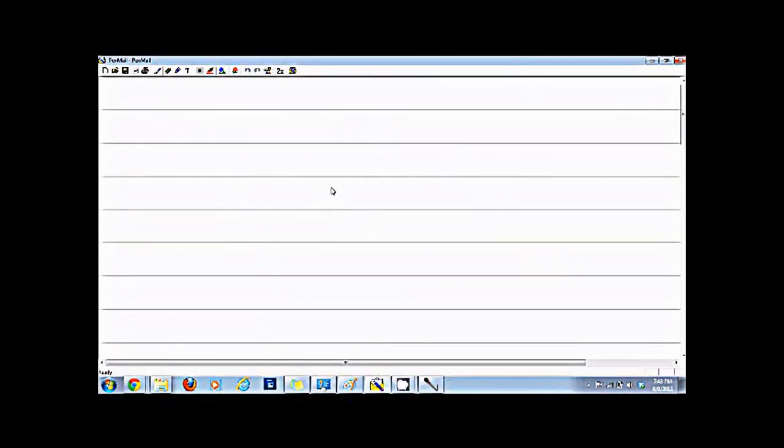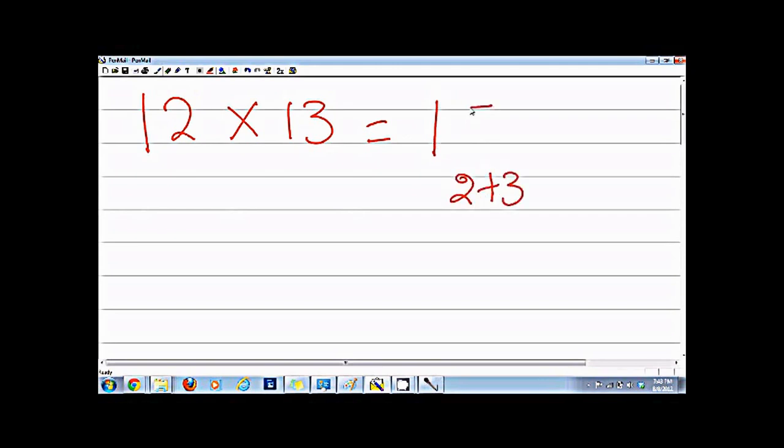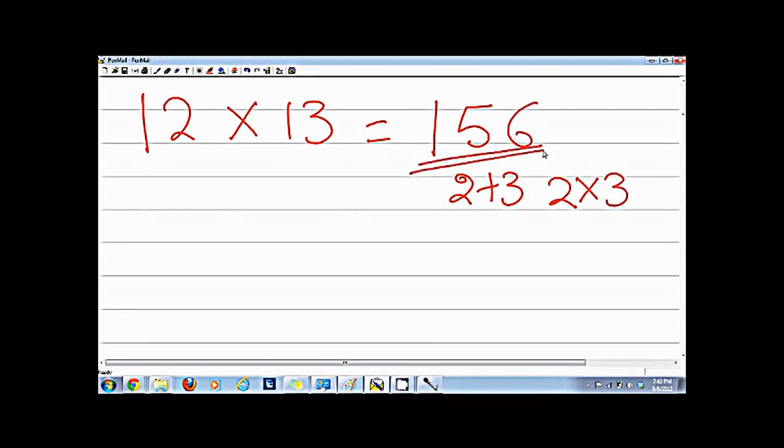Thank you. Now we are going to show you how to multiply two-digit numbers which are close to 10 quickly in your mind without using a calculator. For example, if I have 12 and I want to multiply by 13, I will write 1 and then add 2 plus 3, that is equal to 5, and then multiply 2 and 3, that is equal to 6. So my answer is 156.